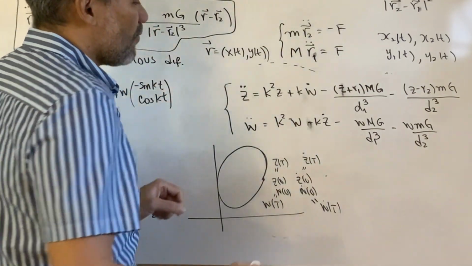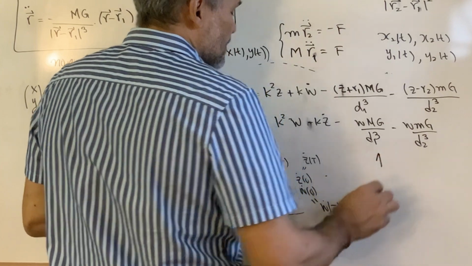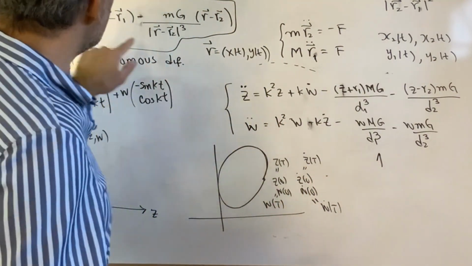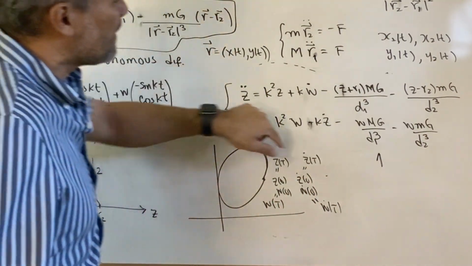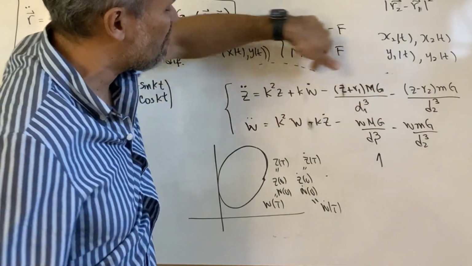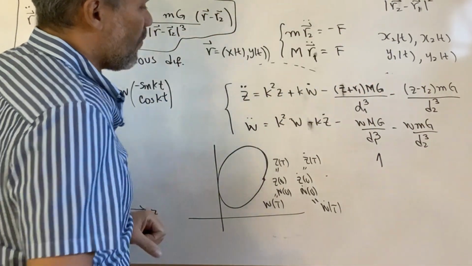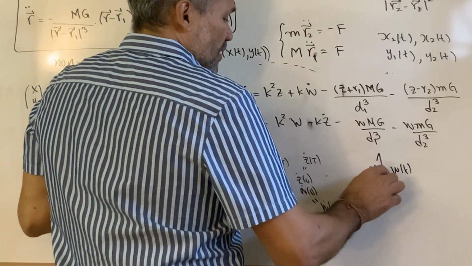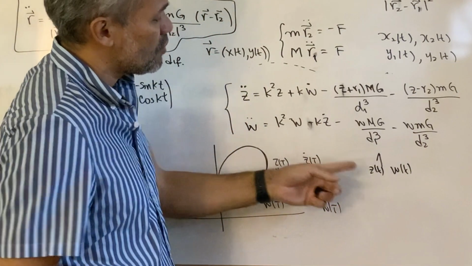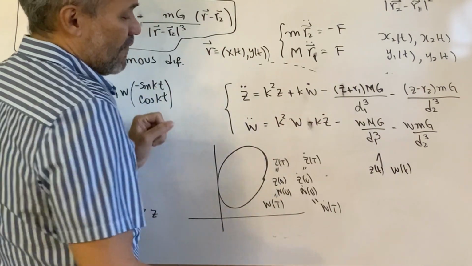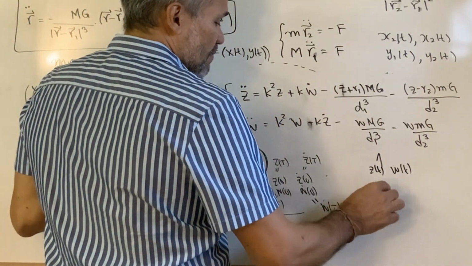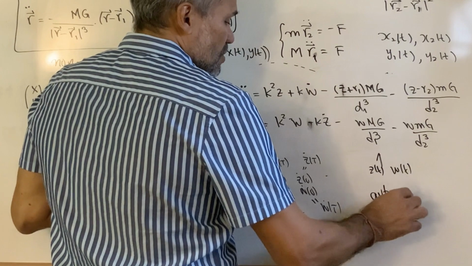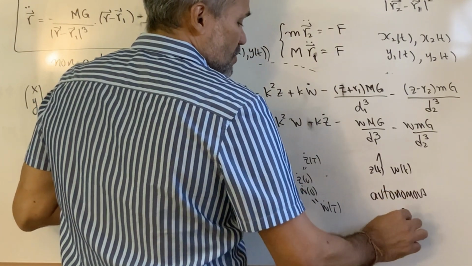I forgot to mention that one of the properties that make this differential equation a little easier than this one is that here the t is not explicitly in the differential equation. Even though we are looking for W of t and C of t, the t is implicitly in the functions, but it's not explicitly in the differential equation, and for that reason this system is an autonomous system.